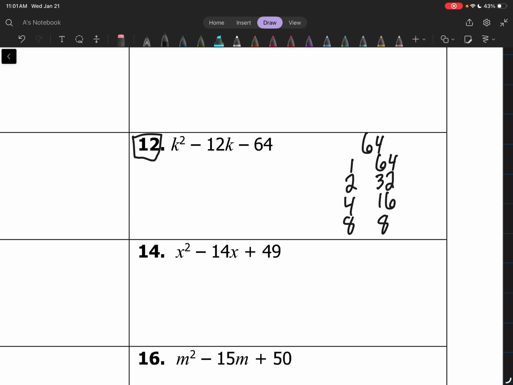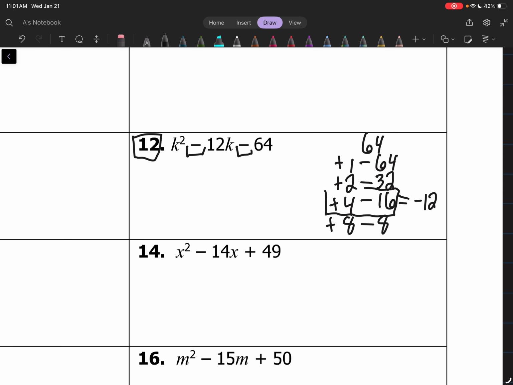Okay, that's finished. My big number is negative. They have opposite signs. The big number is negative, the little number is positive. Which ones add up to negative 12? That'd be 4 minus 16.